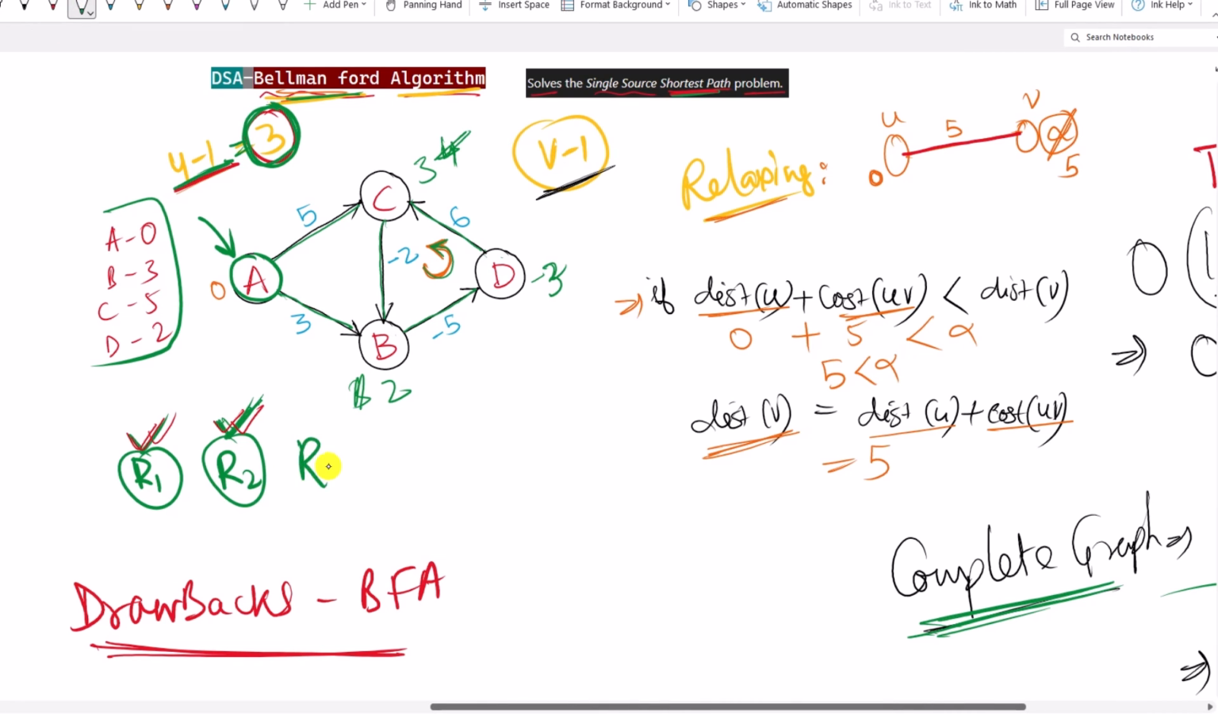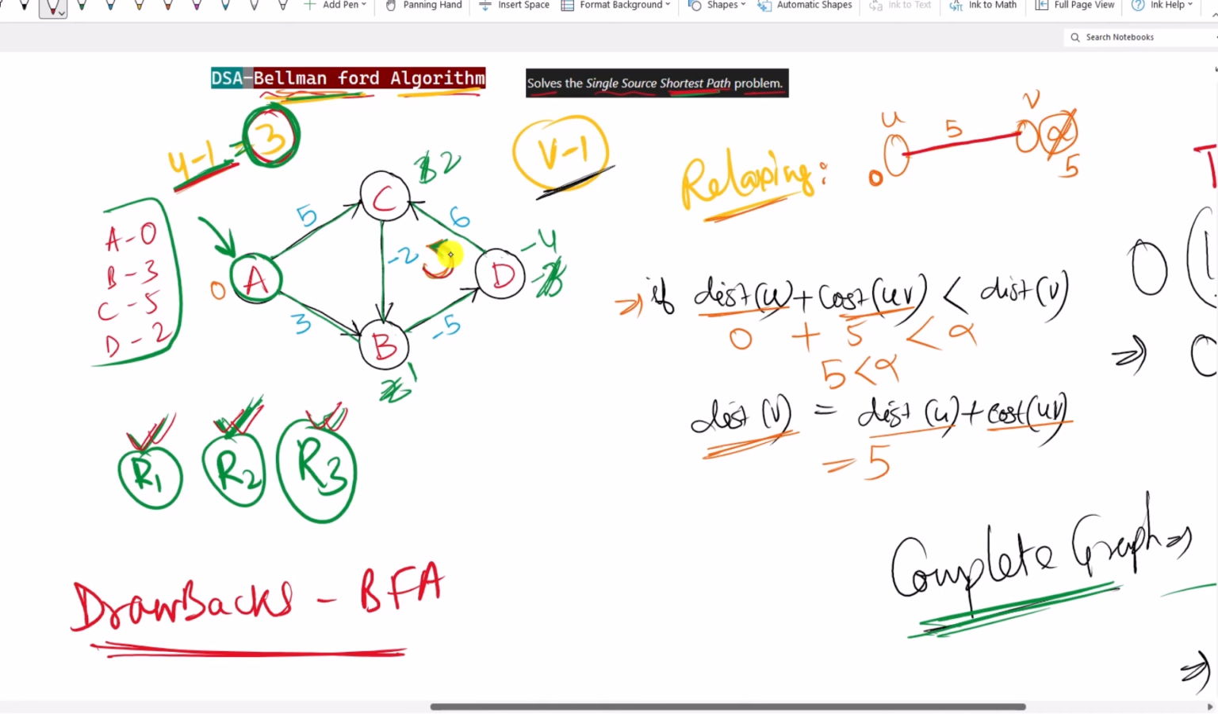So we have to perform another relaxation, relaxation 3. In relaxation 3, 0 plus 5, 3 is better. 0 plus 3, 2 is better. Here 3 minus 2, so this will be updated to 1. Here 1 minus 5, so this will be updated to negative 4. And here minus 4 plus 6, so this will be 2. So we are done with 3 relaxations. This is supposed to be our answer.